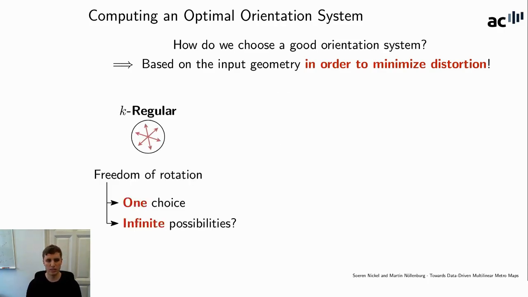For the regular system, in which we can rotate the entire system, we basically have one choice. How far do we rotate the system? But we have possibly infinite possibilities for this. And we present a proof that we actually only need to consider as many orientation systems as there are edges in the input. And I will now present a proof sketch.